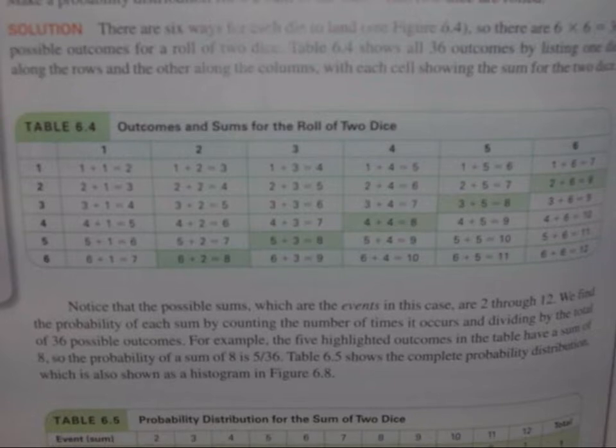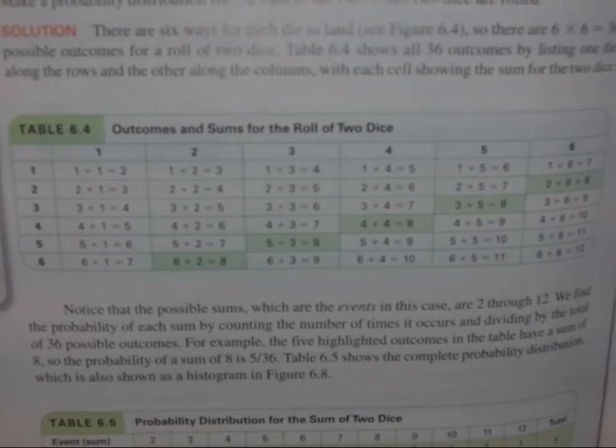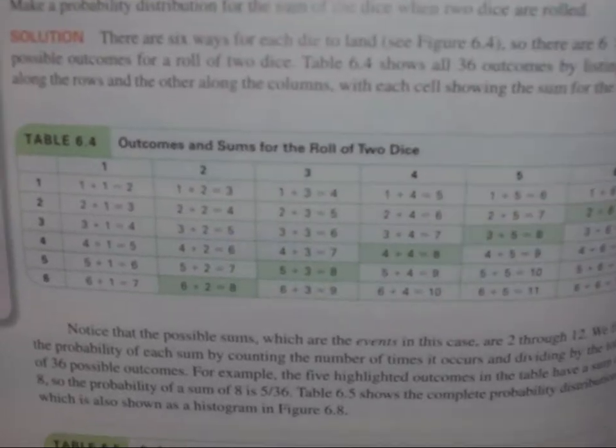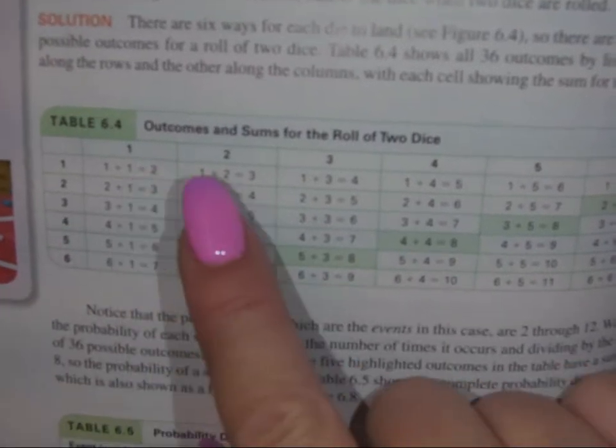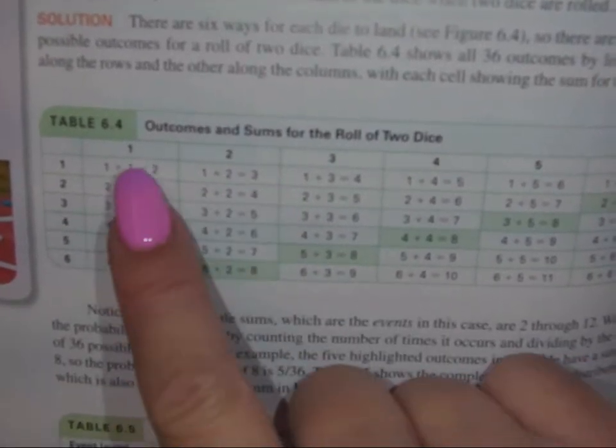Across the top you can see the roll of the first die, a 1, a 2, a 3, a 4, a 5, or a 6. And down the side here you can see the roll of the other die, 1, 2, 3, 4, 5, 6. Okay, and then each of these rectangles in here has the sum.